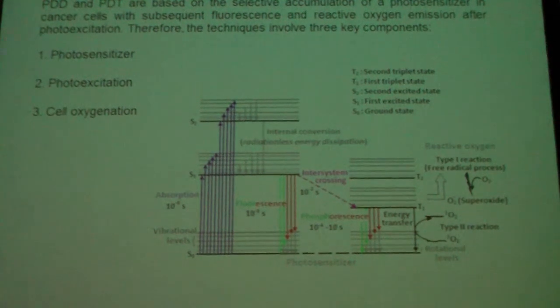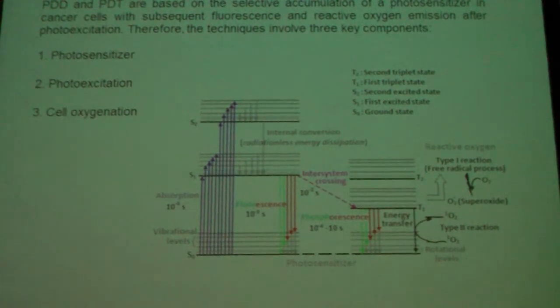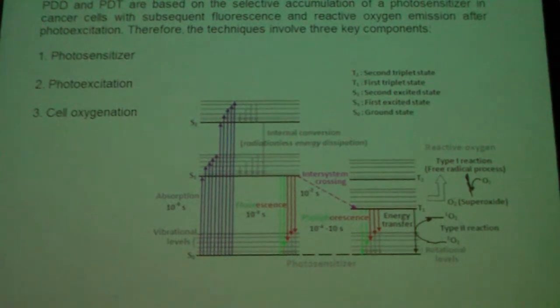Photoexcitation is usually done by special wavelengths of light. It depends on the drug: in which range the drug can be excited, and what wavelength the drug is very sensitive to. I will explain the photodynamic diagnosis and therapy based on the Jablonski diagram.